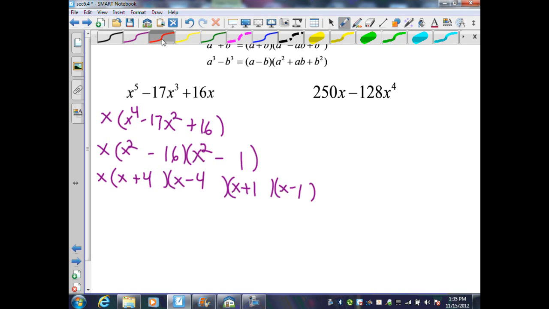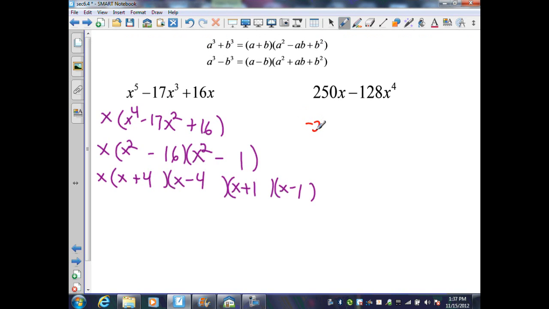I always like to have my greatest degree first, and if I do that and change the order, my first term is negative, so what I'm going to do is factor out a negative 2x. Negative 128 divided by a negative 2 is going to give me 64. X to the fourth divided by x is x cubed. A positive 250 divided by a negative 2 is a negative 125. And x divided by x cancels, and I'm left with just a negative 125. Now I recognize that I have a difference of cubes. I bring down my negative 2x, and I put down two sets of parentheses. One for my binomial, one for my trinomial.